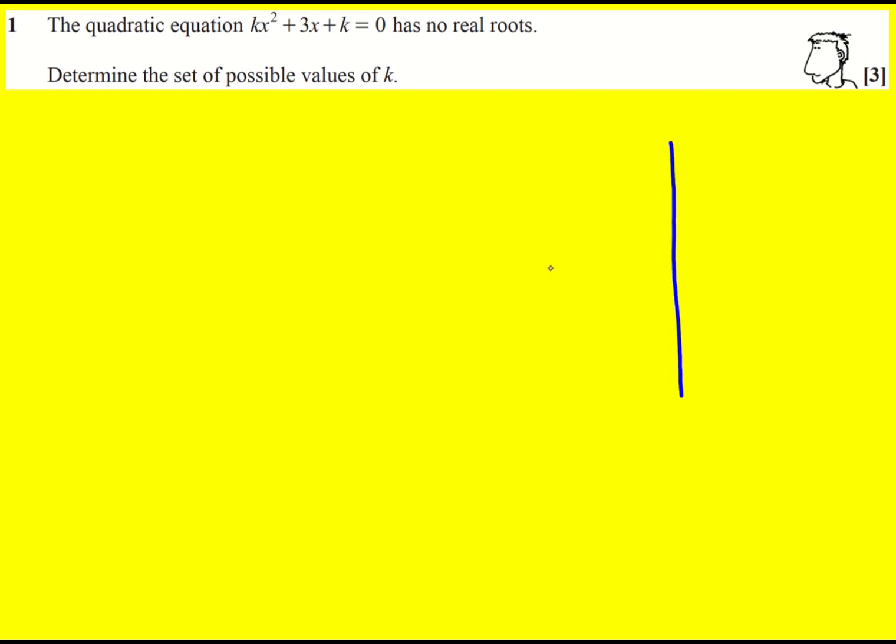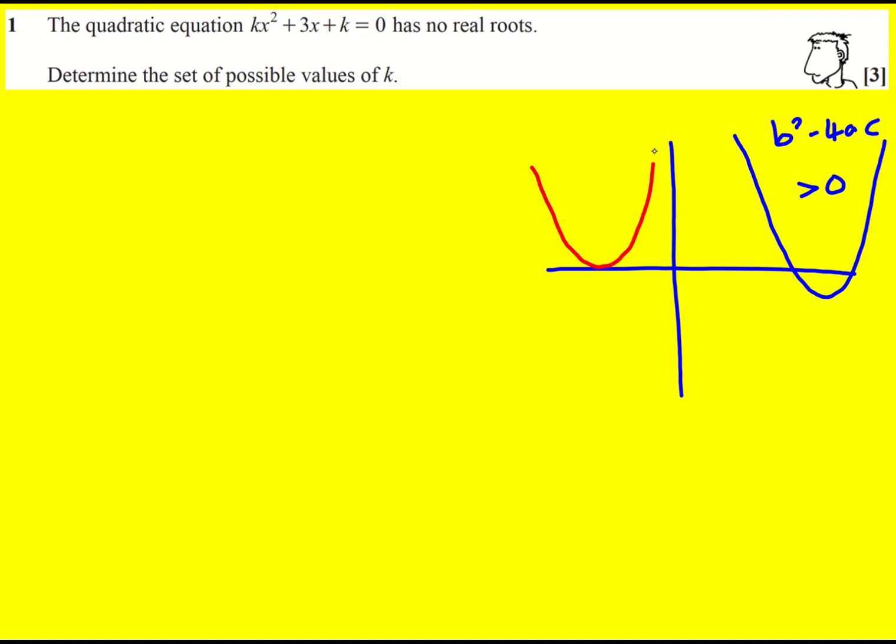There's three different types of quadratics to be aware of. There's ones that cross the axis in two different places, and here the discriminant is greater than 0, b squared minus 4ac. There's ones that just touch the axis, and here b squared minus 4ac is equal to 0. And then there's ones that are up here. They don't go through the axis at all, and here b squared minus 4ac is less than 0.